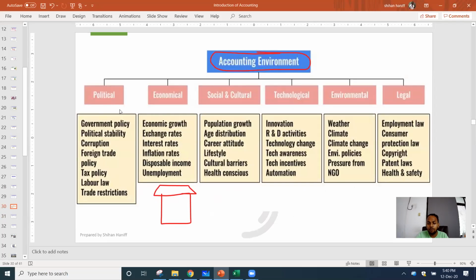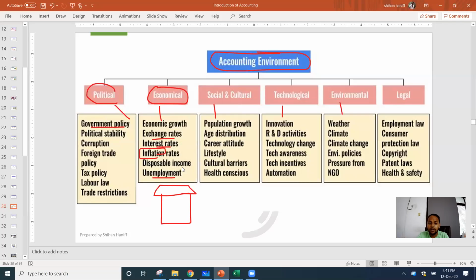all these environmental factors will affect it, right? So the political, the government stability, government decisions, everything will affect the policies that they make, the labor law, trade restrictions. And when you take economic factors like exchange rate, the interest, inflation, unemployment, this will affect the business.